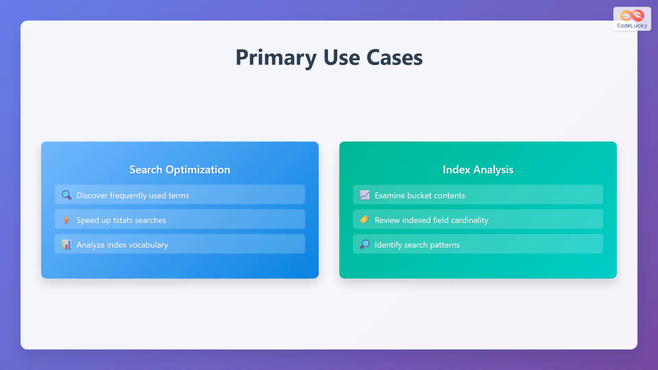The walklex command has two primary use cases in Splunk administration. For search optimization, it helps you discover frequently used terms, speed up stats searches, and analyze your index vocabulary. This knowledge allows you to write more efficient searches that take advantage of the most common terms in your data. For index analysis, walklex lets you examine bucket contents, review index field cardinality, and identify search patterns. Understanding these patterns helps you make informed decisions about data modeling and search strategy.